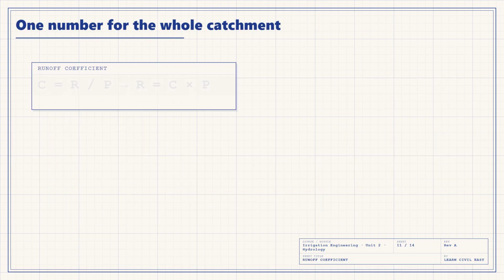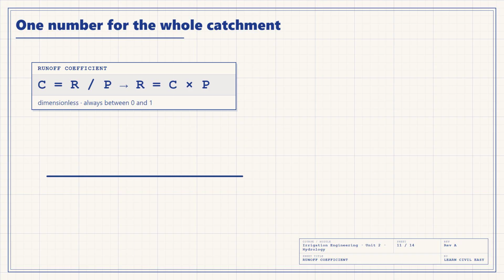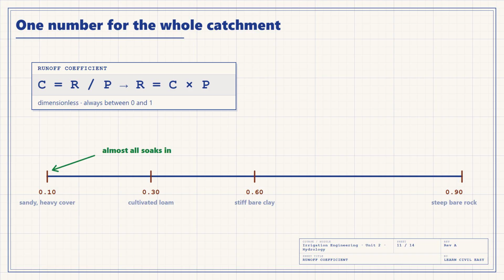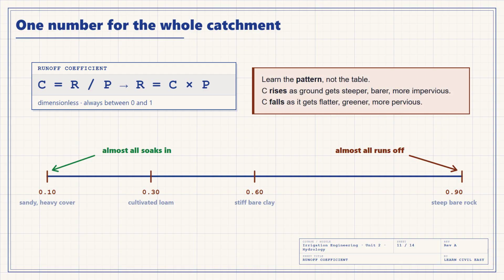Now we need a number that connects rainfall to runoff, and that number is the runoff coefficient, written C. It is simply the ratio of runoff to rainfall over the same catchment and the same period. C equals R over P, so runoff equals C times P. It has no units and it always lies between 0 and 1. Watch what it means physically.